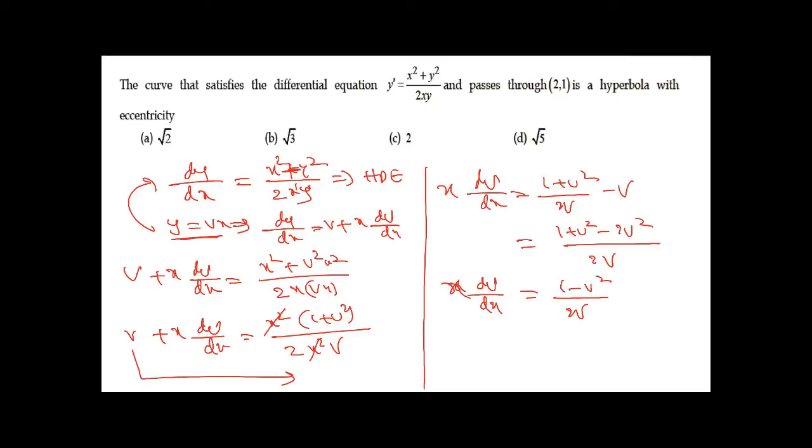Now can you separate the variables here? The complete right side is in terms of v. You can separate the variables. So this will be 2v by 1 minus v square dv equal to dx by x. This is called variable separable form. Separate the variables: 2v by 1 minus v square dv equal to dx by x.